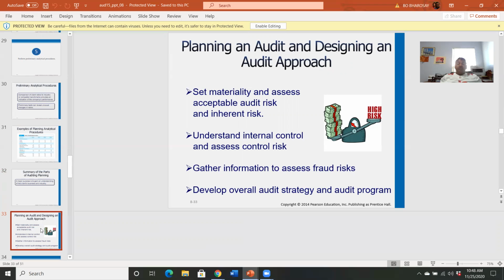Gather information to assess fraud risk. Well, what is fraud? We talked about fraud in one of the previous chapters. I can't remember if it's Chapter 4 or 5. But fraud is intentional misstatement. What are the risks of there being intentional misstatement? And we develop the overall audit strategy and audit program.